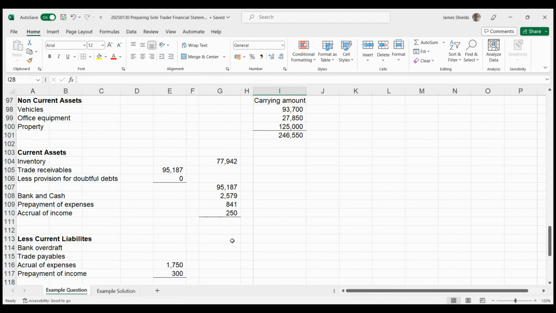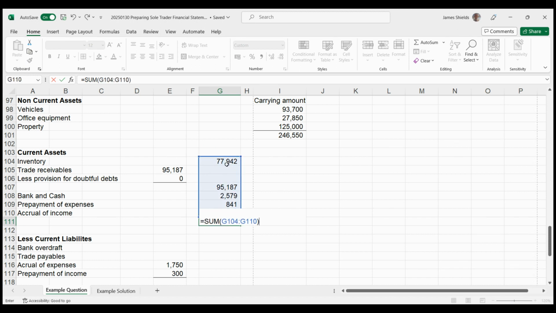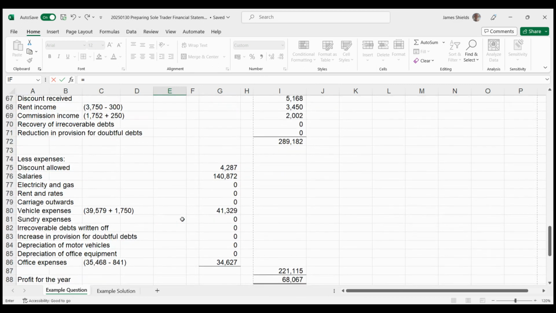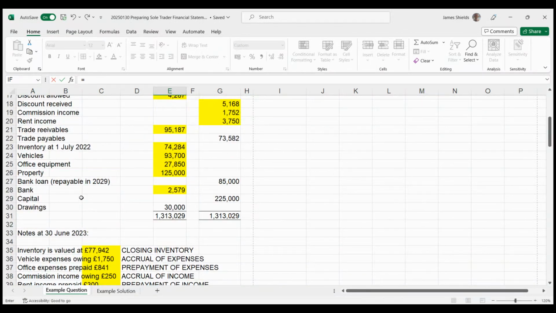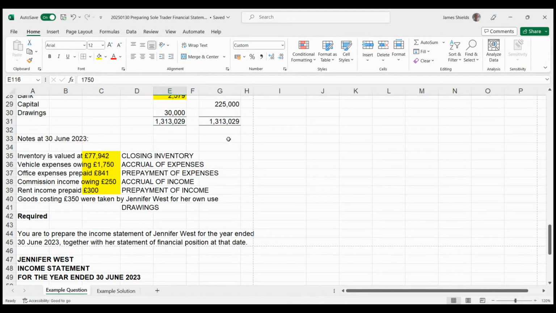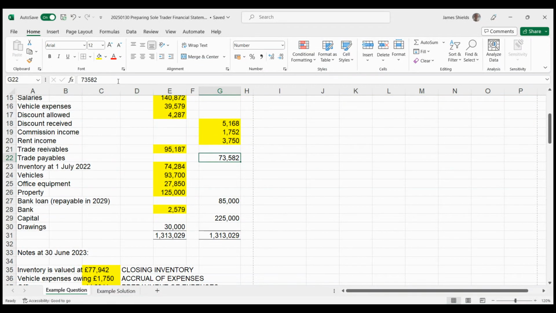So now we total up our current assets, and it comes to £176,799. Now, current liabilities, bank overdraft. We don't have any bank overdraft because we've got money in the bank, so it's a debit balance. Trade payables. I remember seeing them somewhere. So trade payables, 73,582. So we just highlight that figure, 73,582.